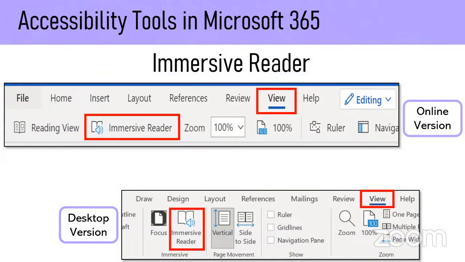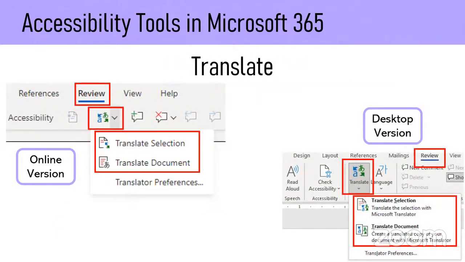Accessibility tools are available across several Microsoft 365 apps. Many of these tools are available through Immersive Reader. To access these tools in Microsoft Word desktop version or online version, click the View tab and then click Immersive Reader. Immersive Reader will read the file aloud and allow students to adjust settings such as reading speed, line spacing, font, and background color. To translate documents into another language, click on the Review tab and then click Translate. You can translate a selection or the whole document.